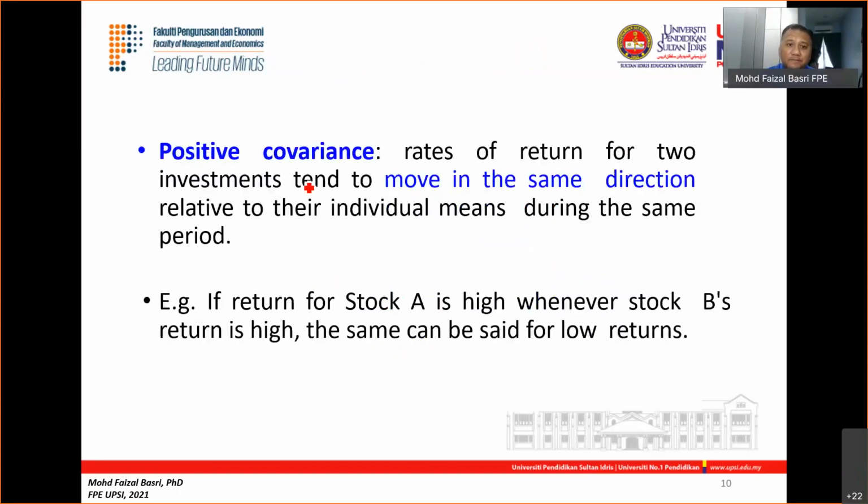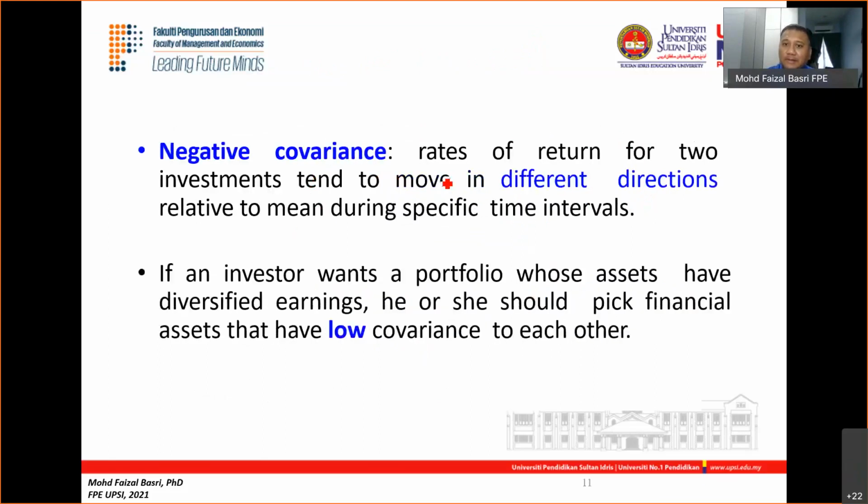As I mentioned earlier, we have positive covariance, whereby they move in the same direction. So if one stock goes up, the other will follow. Same goes if they go down. Negative covariance means they move in different directions, inverse, terbalik. If an investor wants a portfolio, try to have a low inverse covariance. Not strong covariance. Slightly low covariance between each other, so that they do not move in a totally opposite direction.